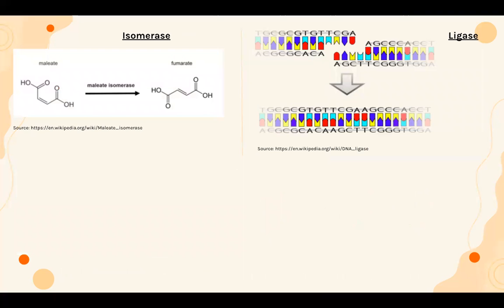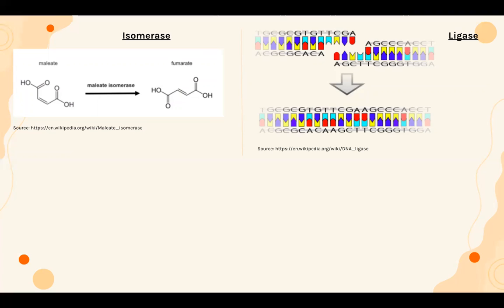Isomerases are enzymes that catalyze the rearrangement of bonds within a molecule. Here, maleate isomerase changes maleate into its constitutional isomer, fumarate. When you see reactions between stereoisomers as well as constitutional isomers, you can assume that isomerases are involved. And I'm just now realizing that I misspoke. Maleate and fumarate are stereoisomers, not constitutional isomers.